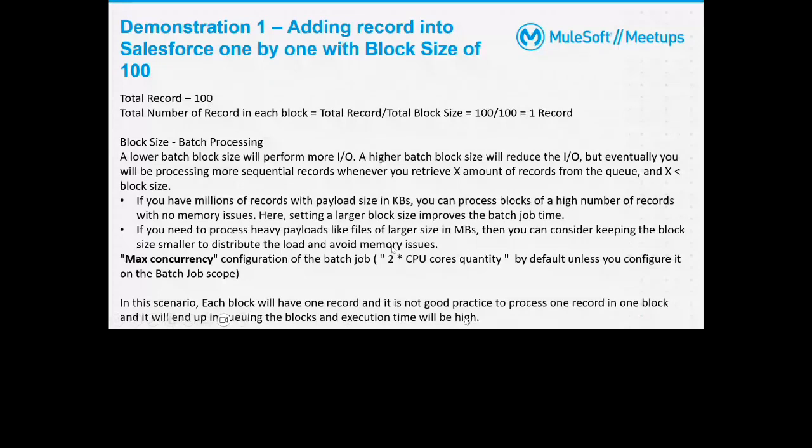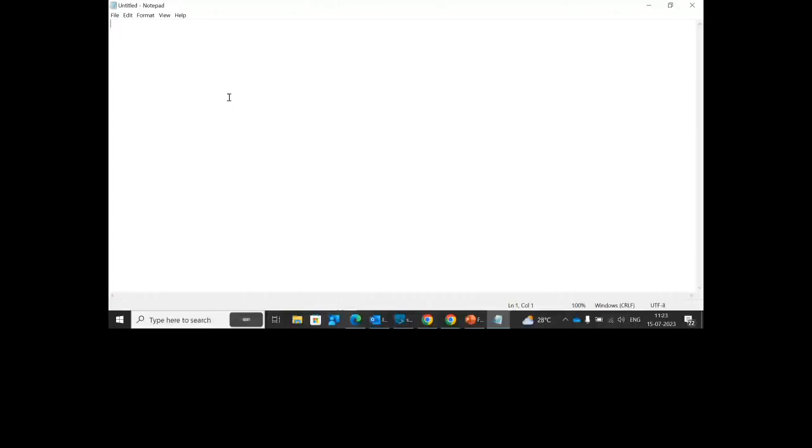So here, let me open a notepad. I want to do some calculation. I have 100 records, right? I have 100 records and I have set up a block size of 100. So what does this mean? So there will be 100 blocks, right? If I set a block size of 100, it means 100 blocks.